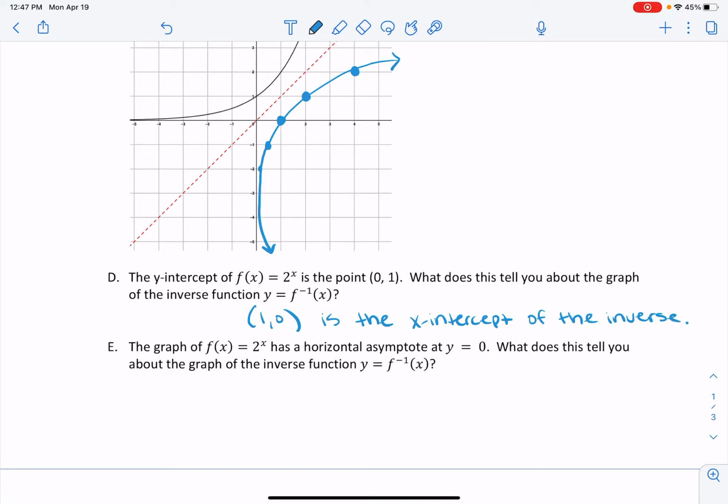All right. The graph f of x is equal to 2 to the x power has a horizontal asymptote at y equals 0. What does this tell you about the graph of the inverse function? So if we've got y equals 0 as a horizontal asymptote, that tells me that x equals 0 is a vertical asymptote of the inverse.